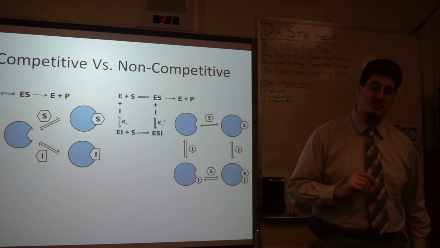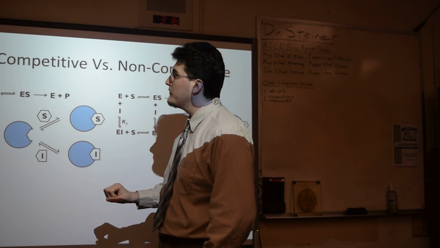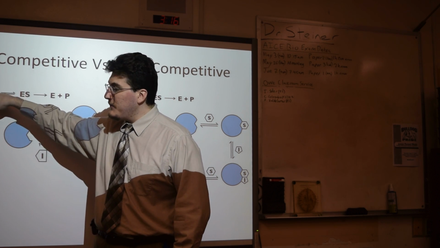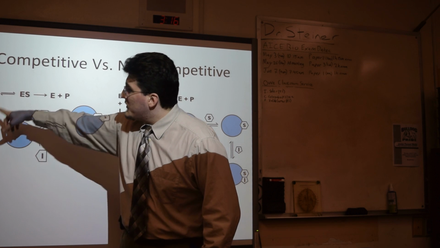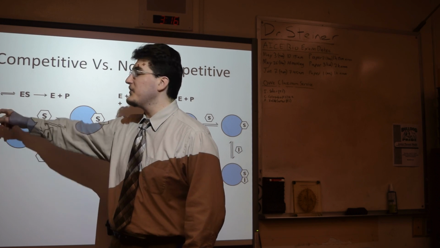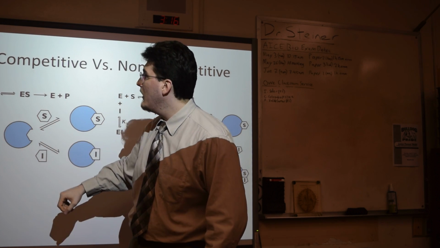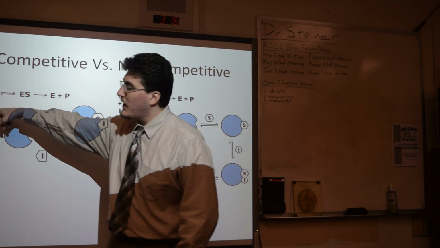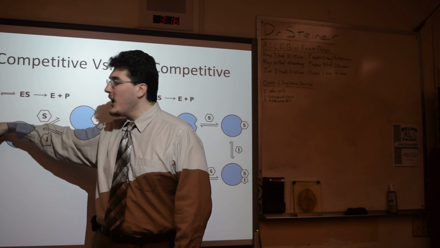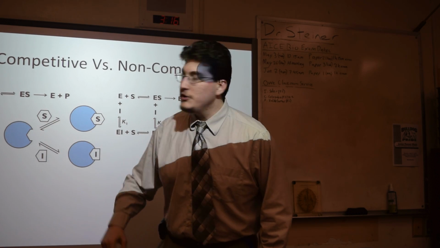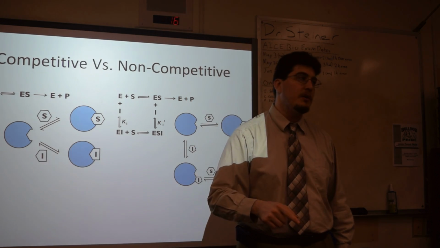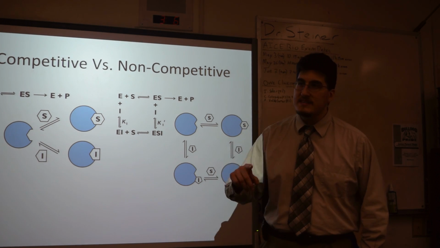So this is competitive versus non-competitive. This is competitive. Here we have an enzyme, E, the substrate S, and the inhibitor I. The constant of inhibition, Ki, is a reversible reaction as shown by the back and forward arrow. It creates an enzyme-inhibitor complex. Usually this is because the inhibitor has a similar enough shape to the substrate.